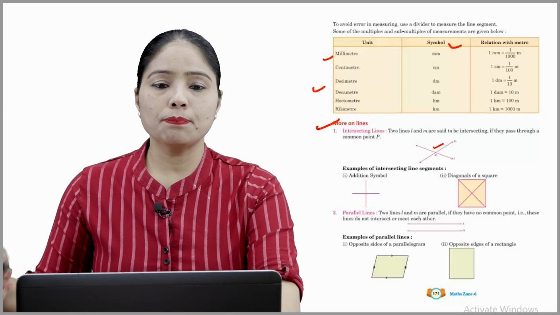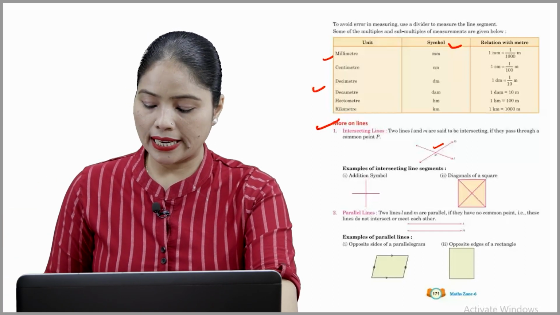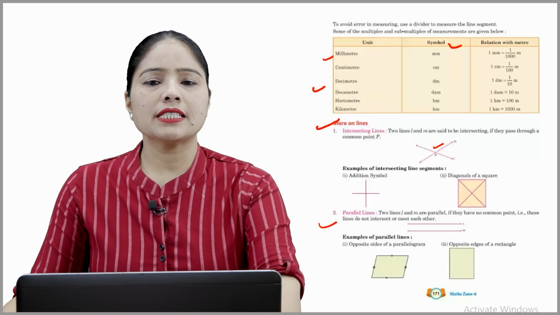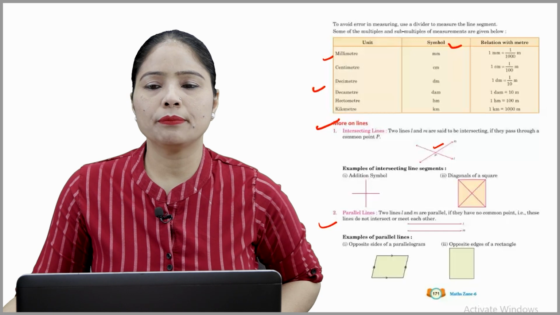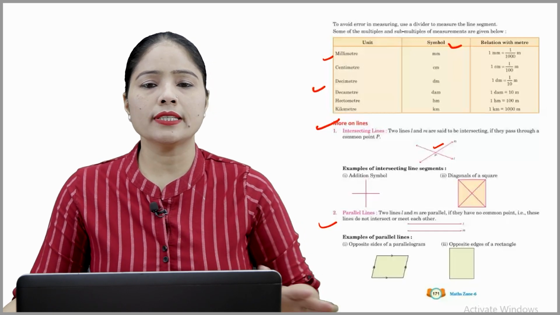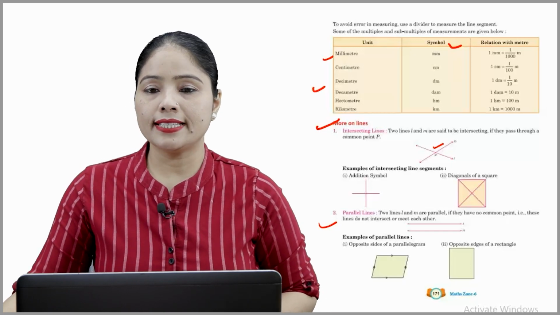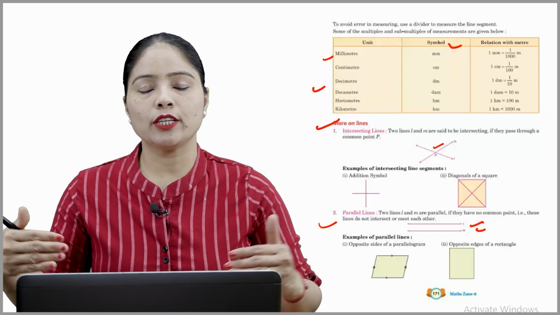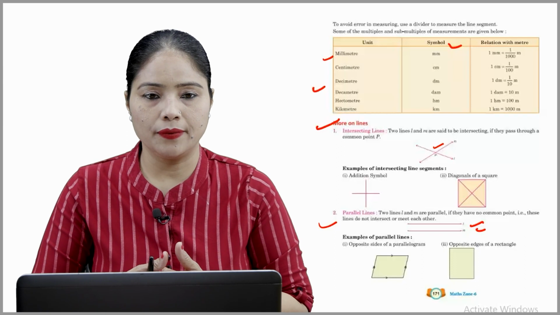Now second is parallel lines. So ये parallel lines क्या होता है? Let's see. Two lines L and M are parallel if they have no common point, means these lines do not intersect or meet each other, like that way. ये हमारी सीधा ही extend होते जाएगी, ये एक दूसरे को intersect कभी नहीं करेगी.